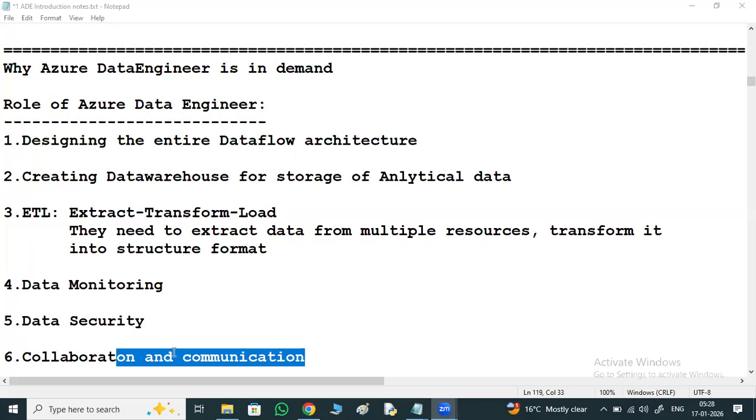Yes, collaboration and communication, right? So that we are delivering the data as per the requirement of the data scientist.